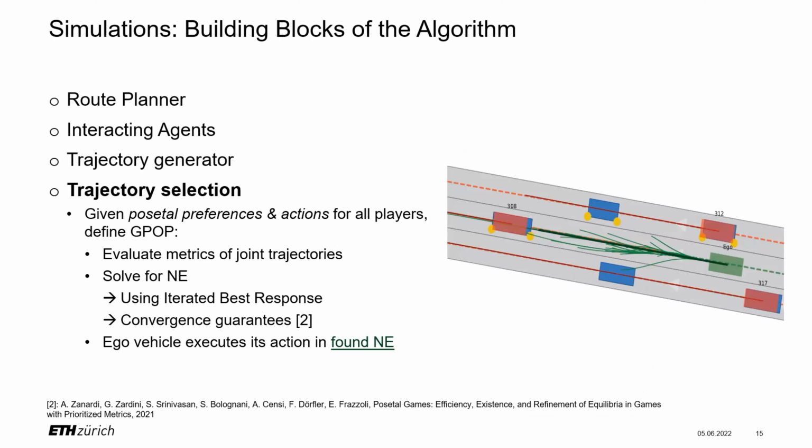And then we come to the critical point, which is the trajectory selection point, where we are constructing a game with given preferences and actions for all players. We define the game, evaluate all the metrics of all the joint trajectories, and solve for a Nash equilibrium using iterated best response, because a nice theoretical result in the paper below is that iterated best response has convergence guarantees for this game formulation. And then the ego vehicle executes its actions in the found Nash equilibrium.